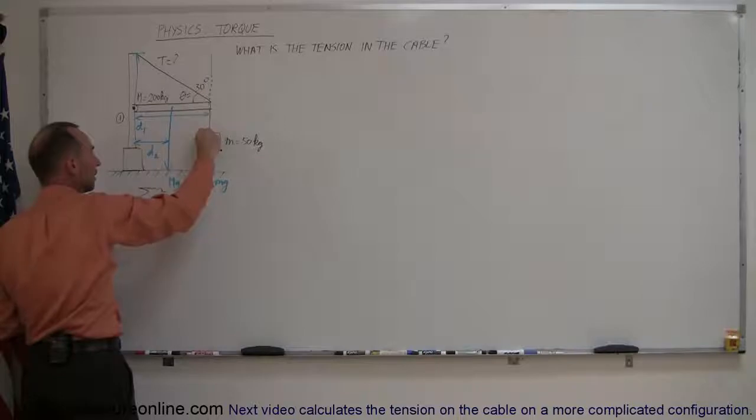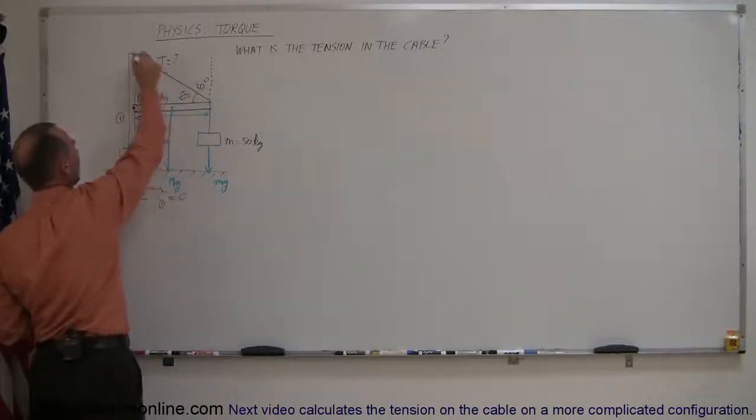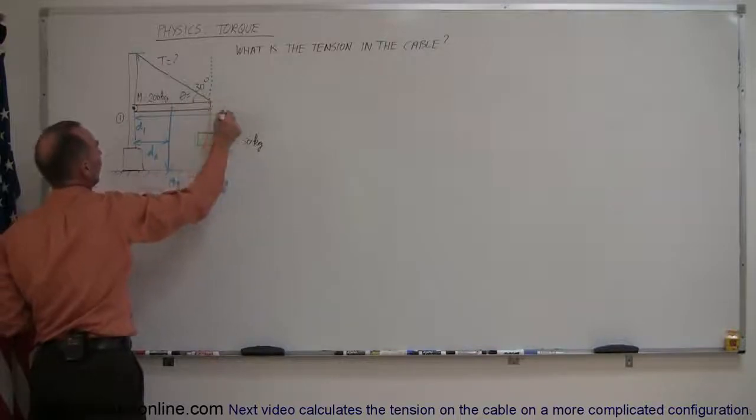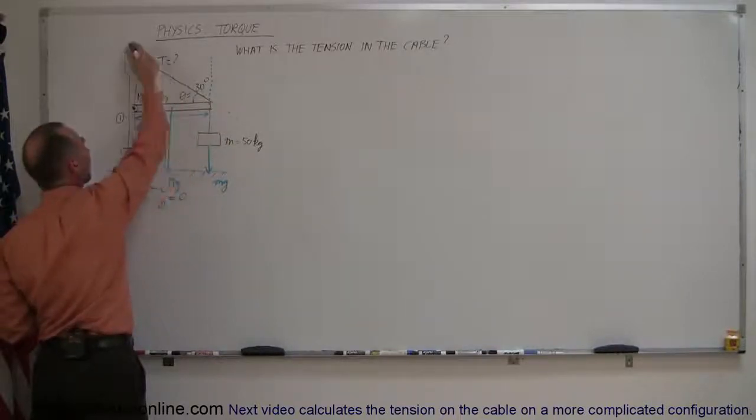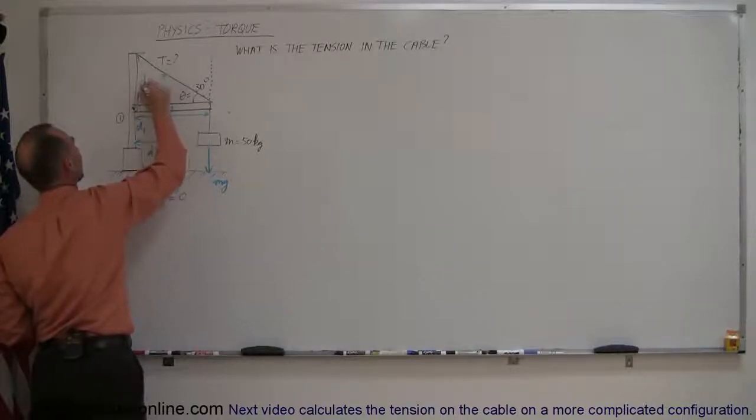If it didn't, the whole beam and this mass would just simply fall down. So there's a force going in this direction. So this is the line of action of the force, and this is the perpendicular distance from the line of action to the pivot point right there, and I can call this here distance d3.